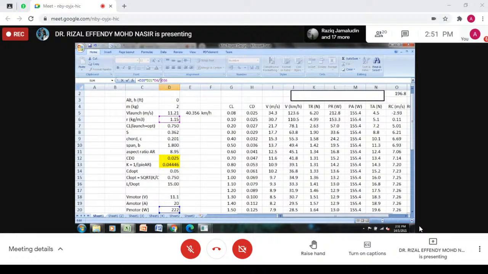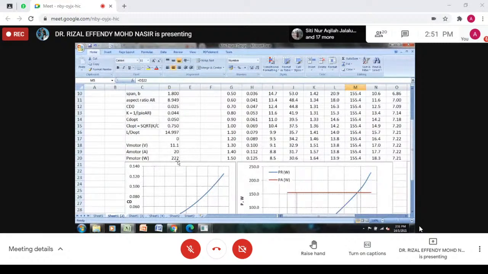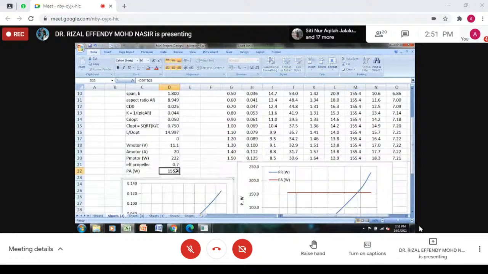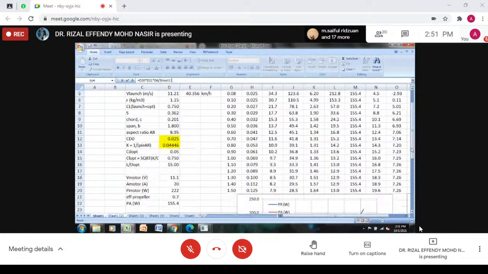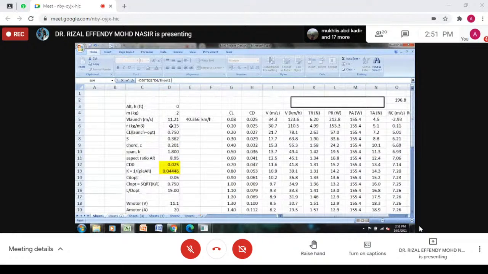Fixkan kat situ. So dia jadi satu lah. But this one tak jadi satu. So this is air density at altitude divided by air density at ini. Okay. At sea level. Fixkan ni and you also fixkan sheet 1. Okay. Sheet 1 dia pergi kat sheet 1 maintain.